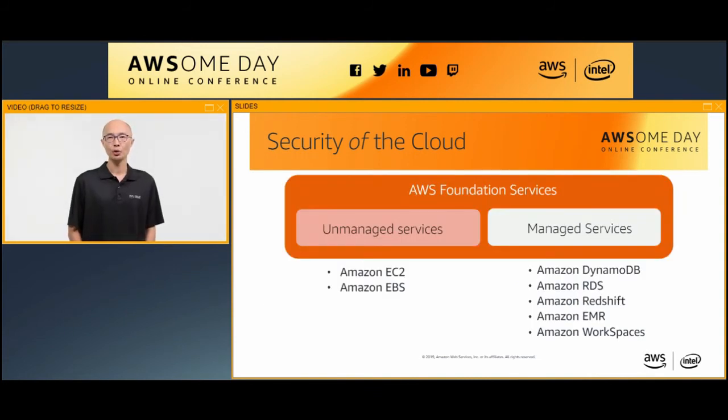Note that in addition to protecting this global infrastructure, AWS is responsible for the security configurations of its products that are considered foundational or managed services, which include compute, storage, database, and networking. Examples of these types of services include Amazon DynamoDB, Amazon RDS, Amazon Redshift, Amazon Elastic MapReduce, and Amazon WorkSpaces.